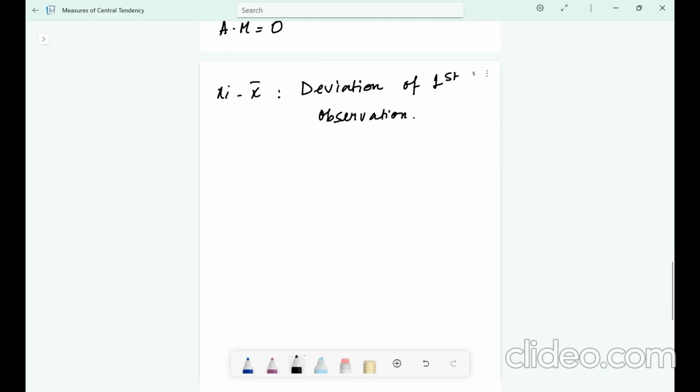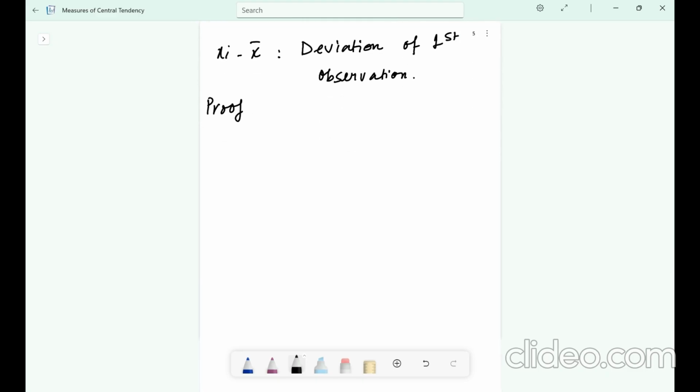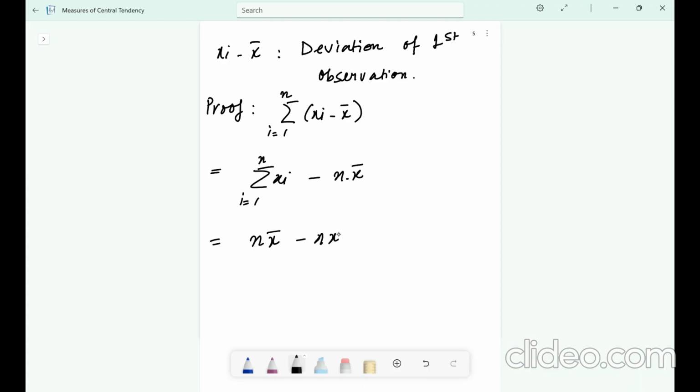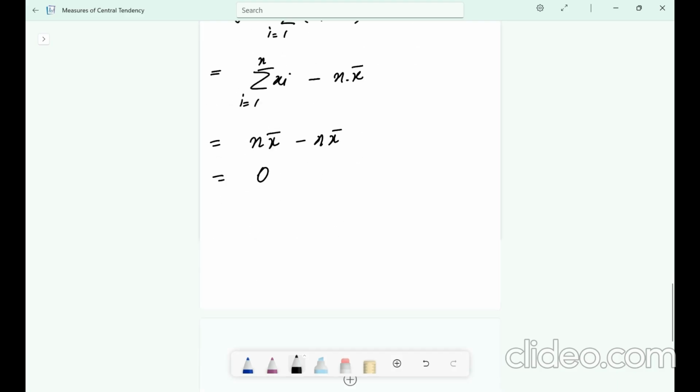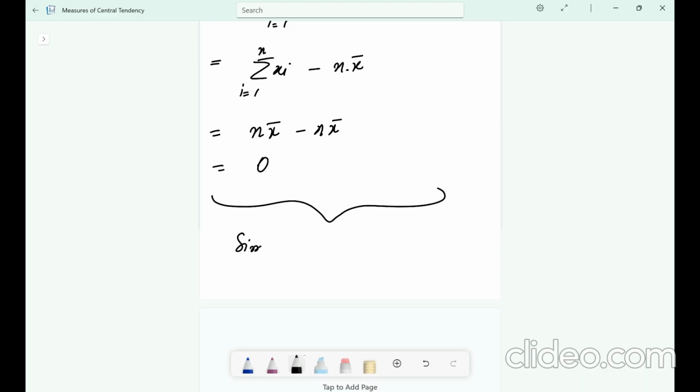Now, if you want the proof of it, we write it like this. Summation of xi minus x bar, i running from 1 to n, basically means summation of xi, i from 1 to n, minus nx bar, which now means nx bar minus nx bar, which equals 0. And this proof is similar for frequency distribution too.